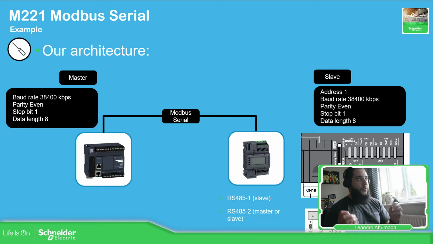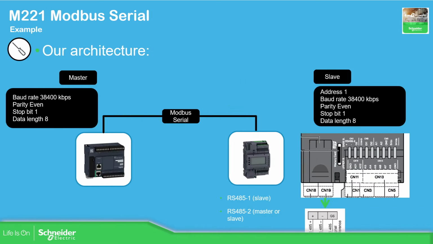There is some configuration that must be done in both devices in order to communicate, which are the baud rate, the parity, the stop, and the data length, so we can communicate both devices. It's like they talk in the same language, so they can communicate. Otherwise, it's going to be a problem in the communication.